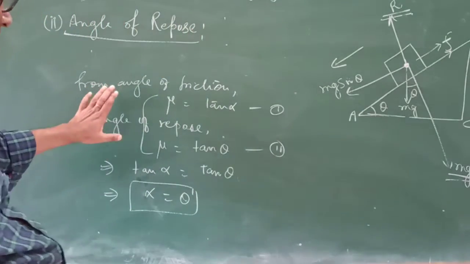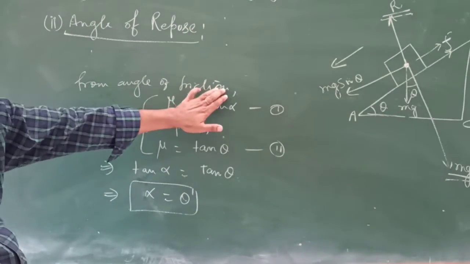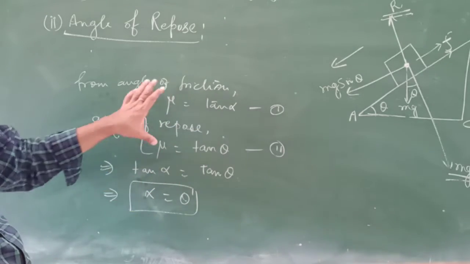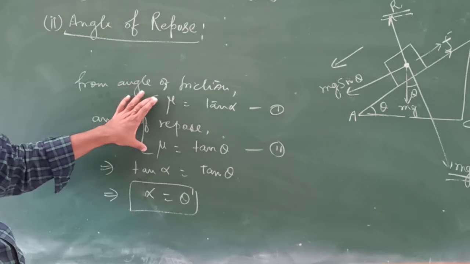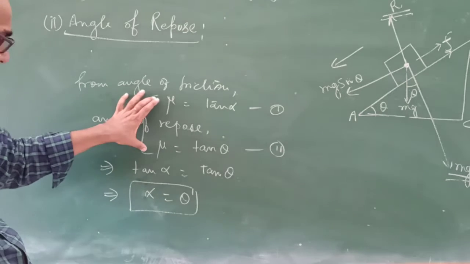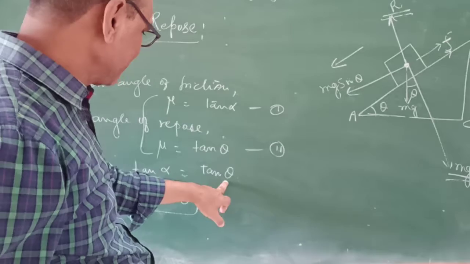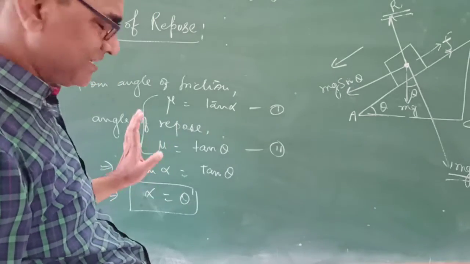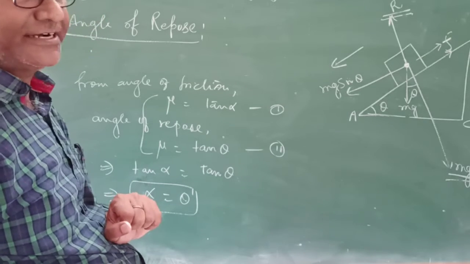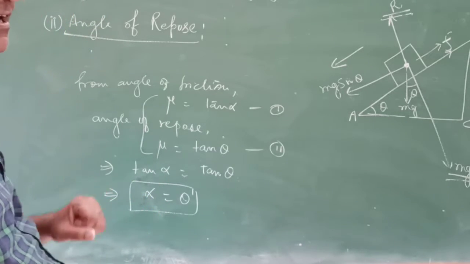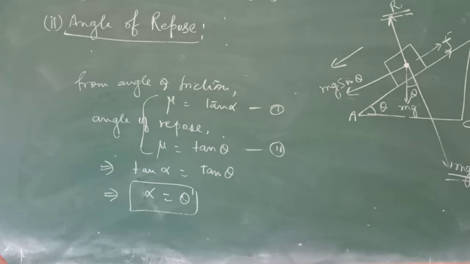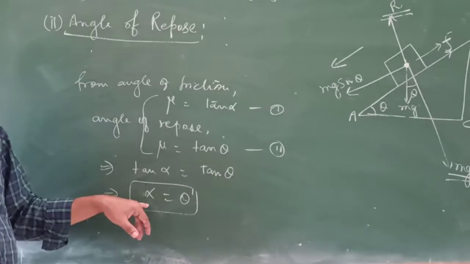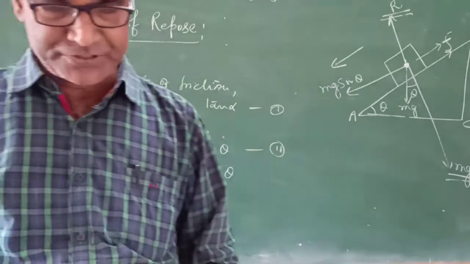How can you write this? This is the 1 mark portion. From the angle of friction, mu is equal to tan alpha; from the angle of repose, mu is equal to tan theta. From these two, equations 1 and 2, left hand sides are equal, so right hand sides are also equal. Therefore, tan alpha is equal to tan theta. We can take the inverse and tan cancels out. Alpha is equal to theta. What is alpha? Alpha is the angle of friction. What is theta? Angle of repose. Therefore, angle of friction is equal to angle of repose.